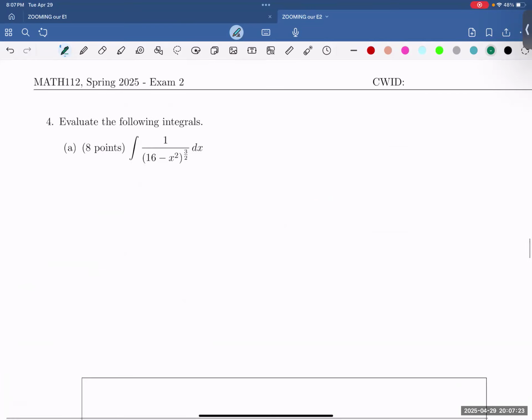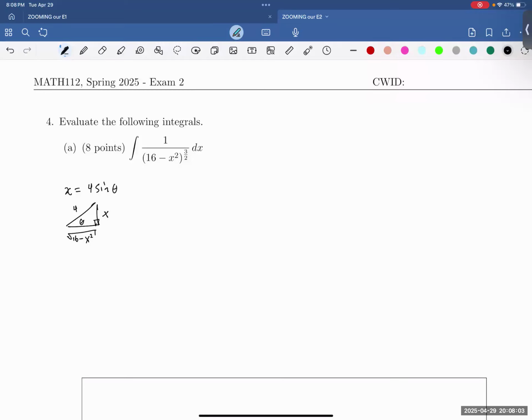Evaluate this integral. That's a trig sub. You know it's trig sub because of this 4 squared minus x squared. So make x 4 sine theta. That tells you you have a triangle. Sine is x over 4, so x is opposite, 4 is the hypotenuse.